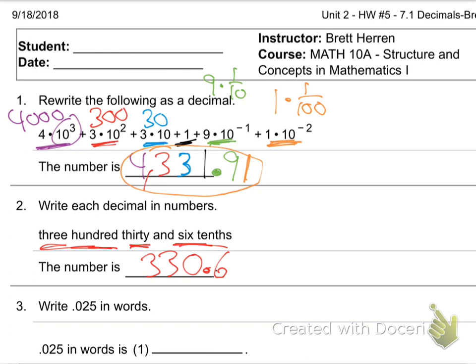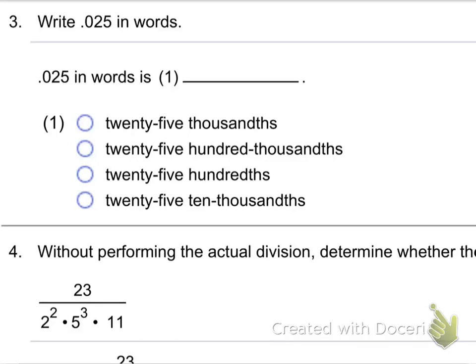All right, let's try number 3. Now, let me show you number 3. 0.025 in words. So which one of those is right? Let me let you read those and think about those. There's multiple choice, you know. Which one of those is right? I'll give you a second on that.